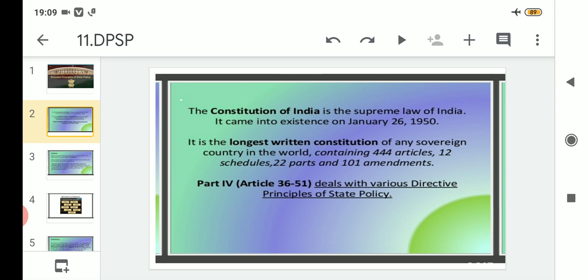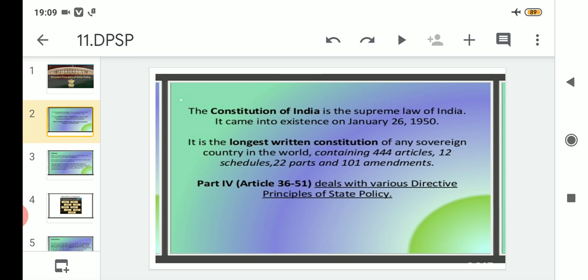That means the day when the Constitution came into effect came to be known as Republic Day from that particular year, and the date was 26th January 1950. About the Constitution, a brief introduction is given that it is the longest written constitution of any sovereign country in the world. This we have read under fundamental rights and fundamental duties also.